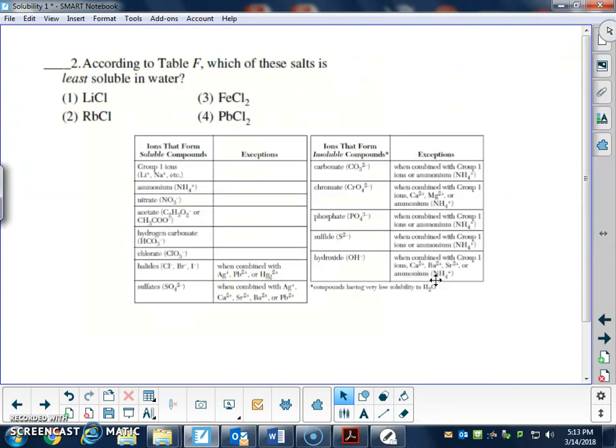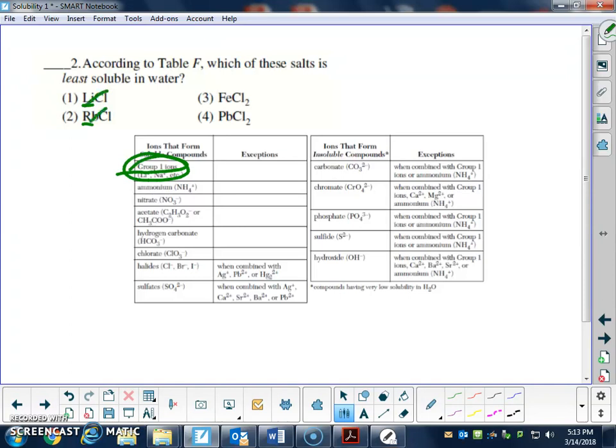Okay, question number 2 says, according to table F, so make sure you have table F out, which of these salts is least soluble in water? The least soluble one is going to be one that is on the insoluble side. Well, right away you see you have lithium, you have rubidium. Those are group 1 metals. You know those are always soluble. There's no exceptions right here. So you can cross those off.